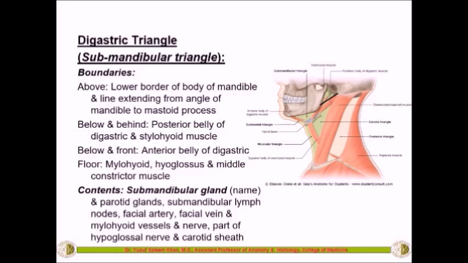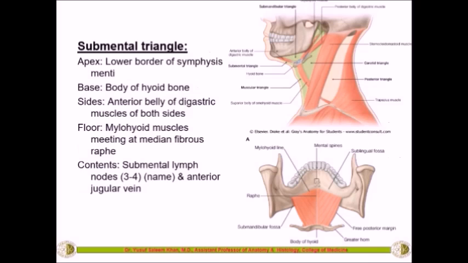Along with this, there are also some structures like the mylohyoid vessels, nerve, and part of the hypoglossal nerve and the carotid sheath. All this can also be traced here. Coming to the last triangle in this anterior triangle, that is the submental triangle.